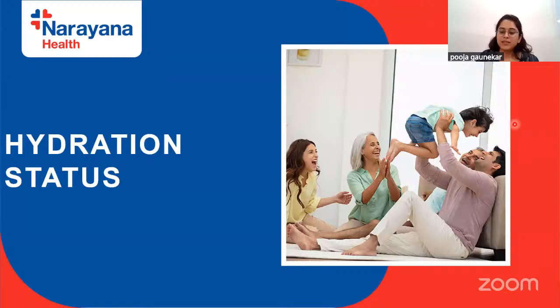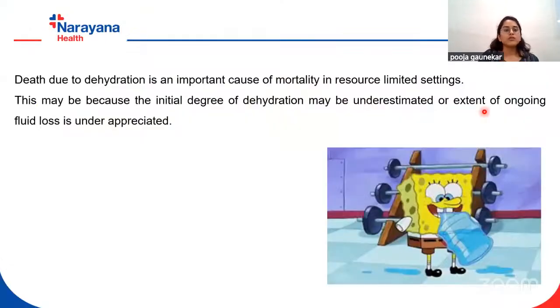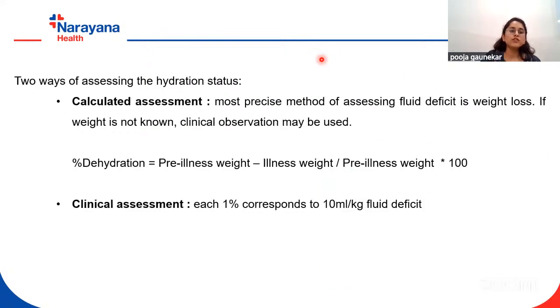So, assessment of hydration status. Death due to dehydration is an important cause of mortality in resource limited settings. And mostly the death is because we end up underestimating the amount of dehydration, and also the ongoing fluid loss is underappreciated. So there are two ways of assessing the hydration status, calculated assessment and the clinical assessment.